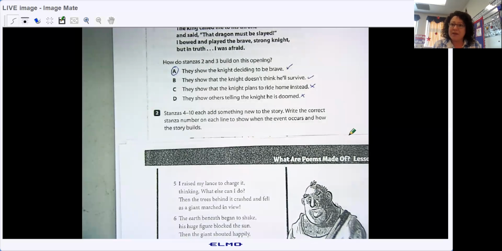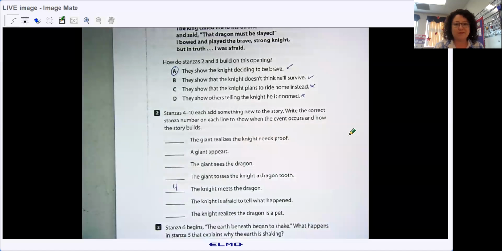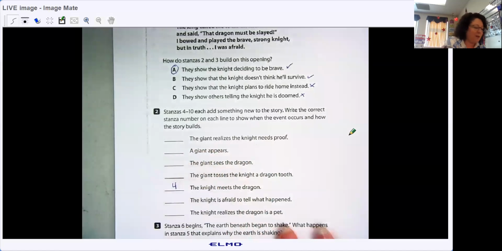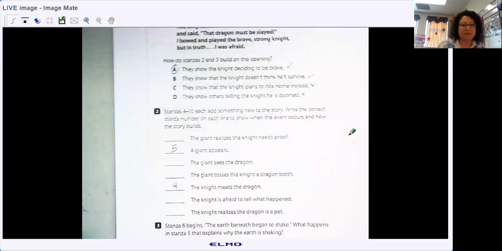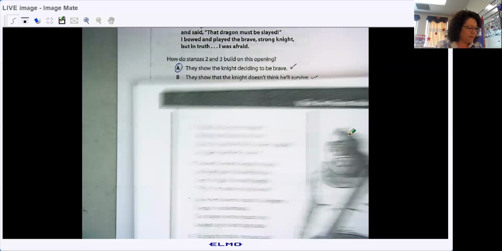So what happened there? We see the giant. What number? Which one is that? Oh, a giant appears. That would be a number 5. Now let's look at 6.